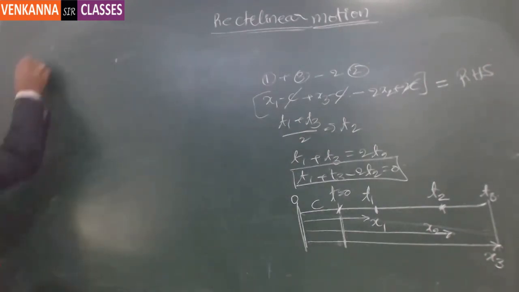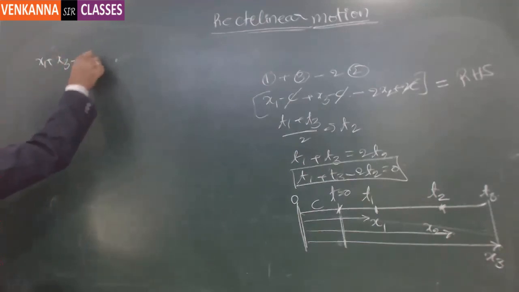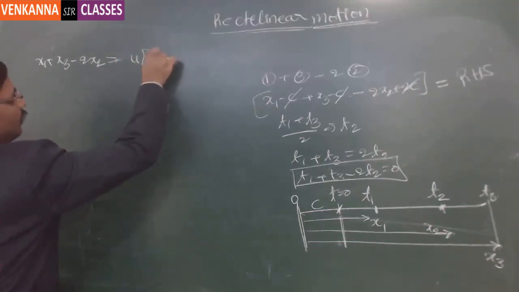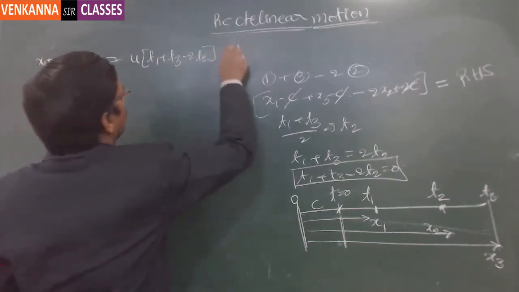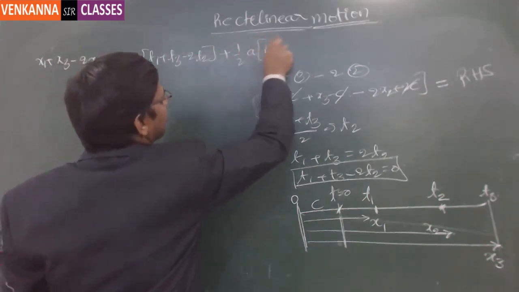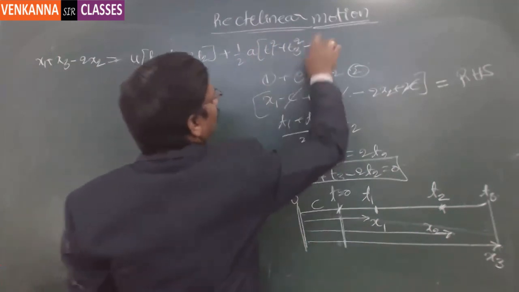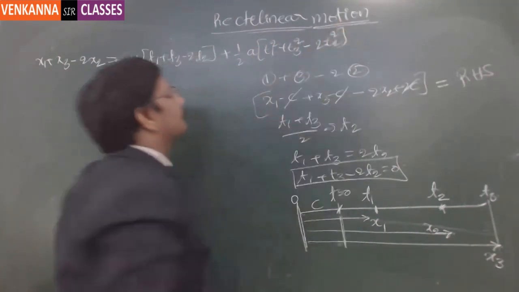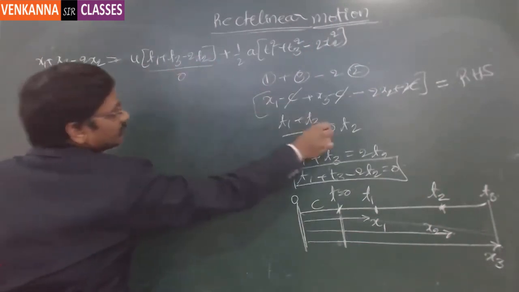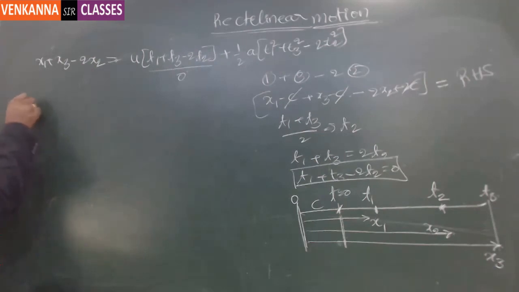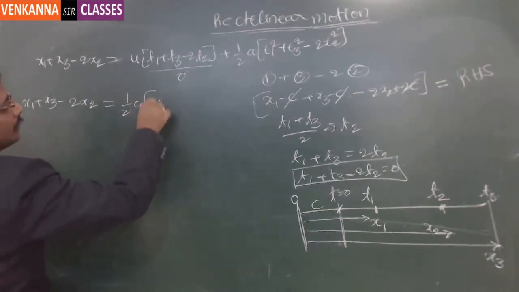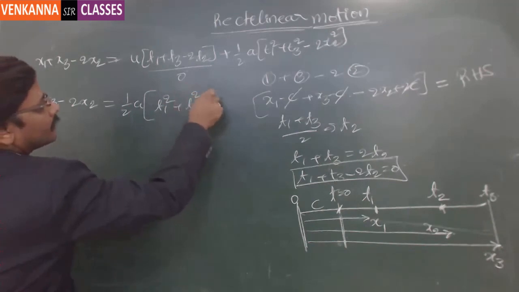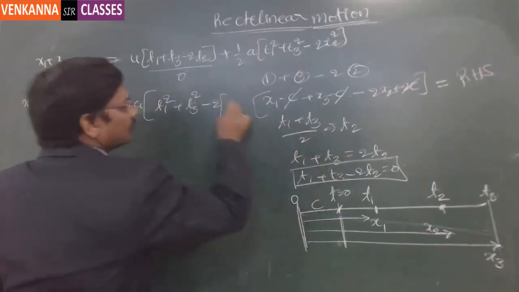So from this relation, x1 plus x3 minus 2 times x2, on the right hand side we are going to get u times (t1 plus t3 minus 2t2) plus half a times (t1 square plus t3 square minus 2 times t2 square). The first part will become 0 because t2 is equal to (t1 plus t3) by 2. Then x1 plus x3 minus 2x2 is equal to half a into (t1 square plus t3 square minus 2 times t2 square), again with t2 equal to (t1 plus t3) by 2.